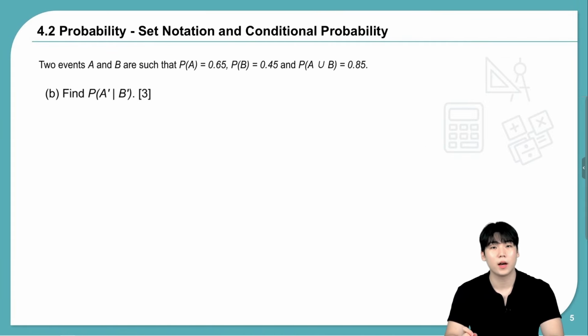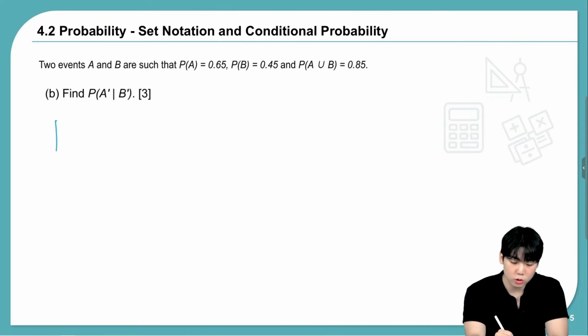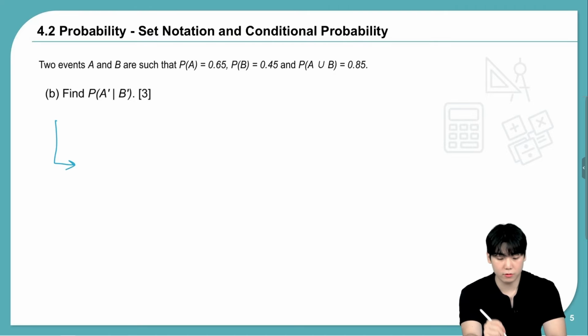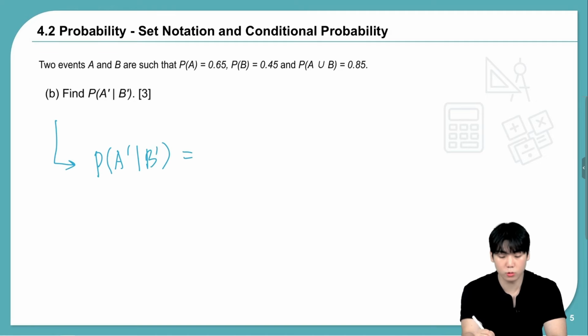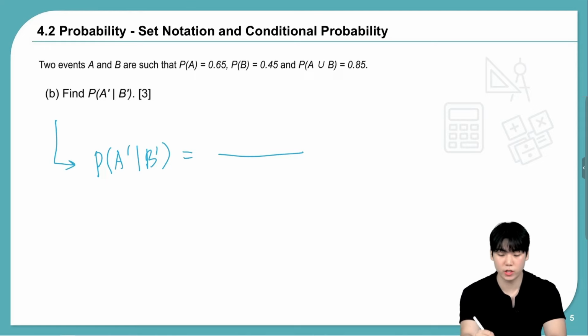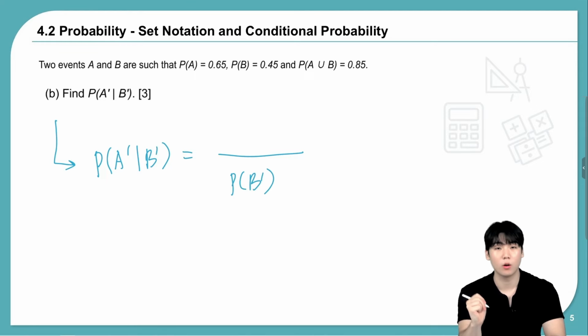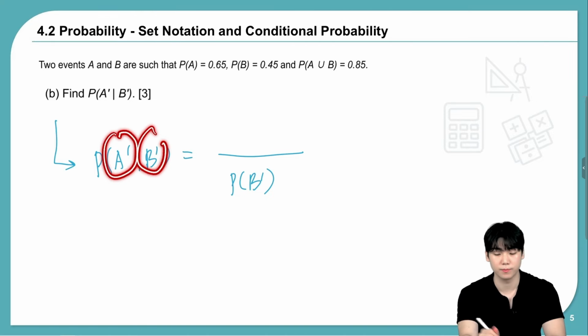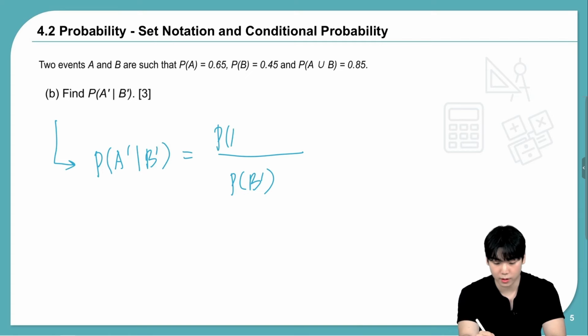Part B asks to find the probability of A prime given B prime. This is the conditional probability. Using the formula of the Bayes theorem, I can rewrite this whole thing as: the probability of A prime given B prime is equal to, the denominator is always going to be the condition, which is B prime, while the numerator is going to be the intersection of the asked probability and the condition, which is the probability of A prime intersecting B prime.